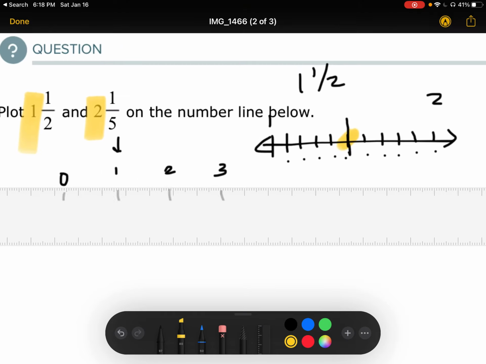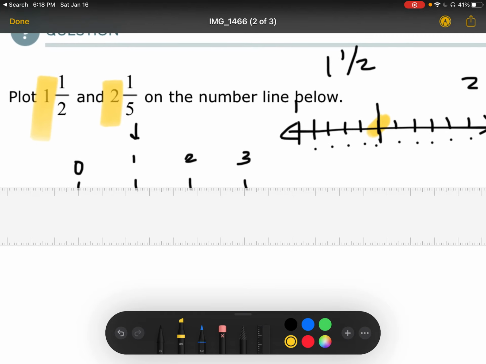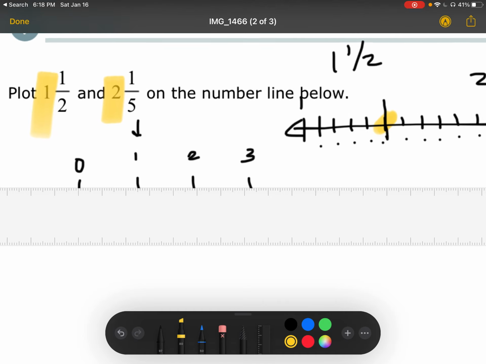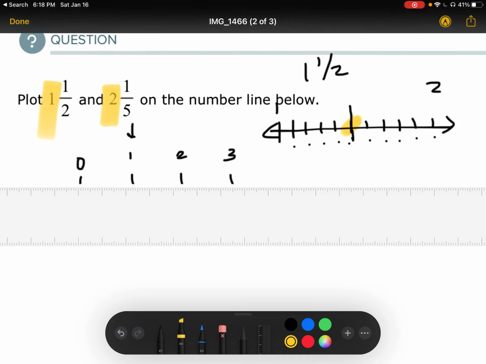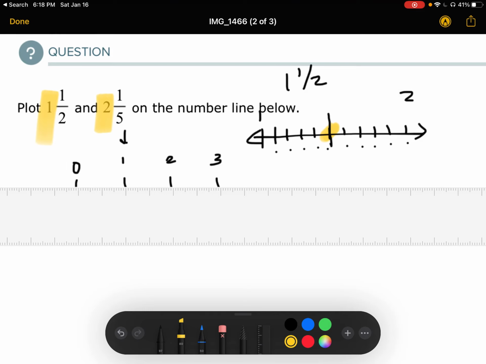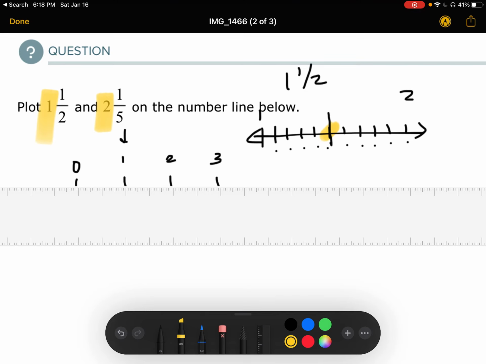Okay, so on this little diagram right here, hold on, messed it up, y'all. You would say 1 and 1/2 would be right about there. Wow, that doesn't help. There.